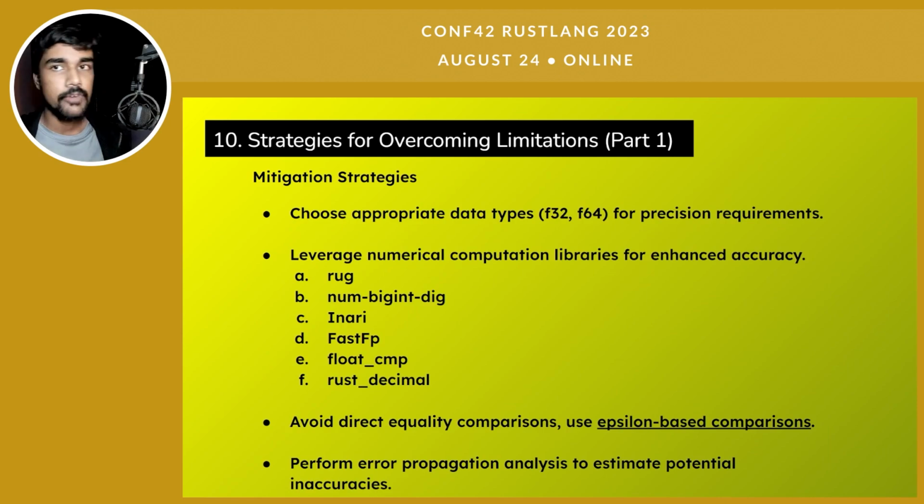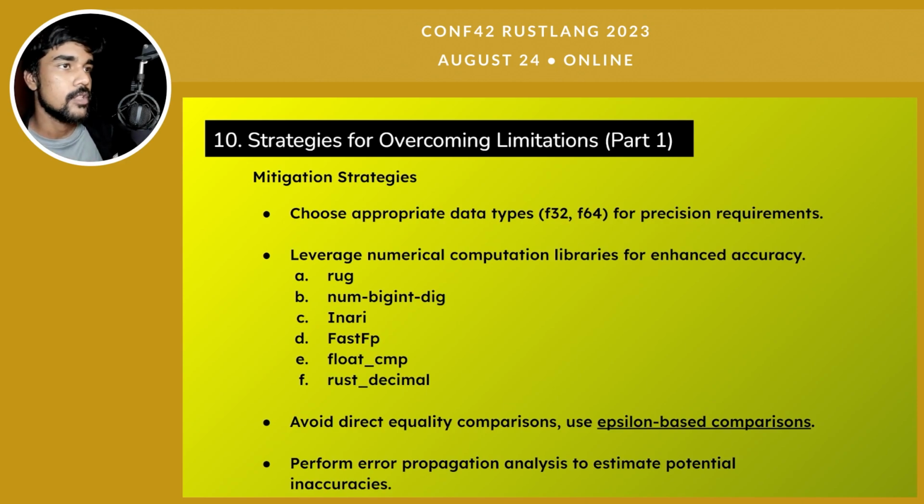So we covered lots of things in this talk here. These two slides will be about summarizing what we just saw. So first of all, choose the appropriate data type depending upon the precision requirements. Go with F32 if you know that your range of calculations won't cross that boundary. Otherwise, you have to switch to F64 if you need more range and precision.